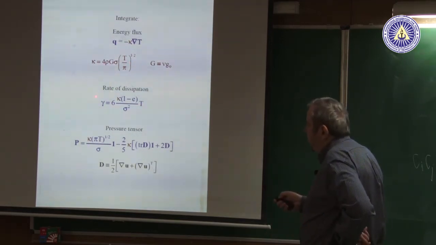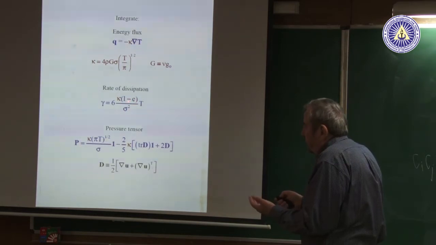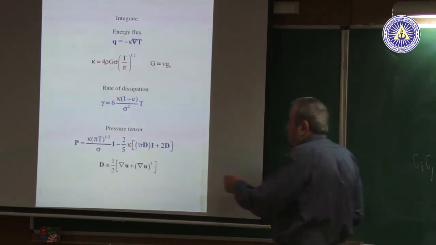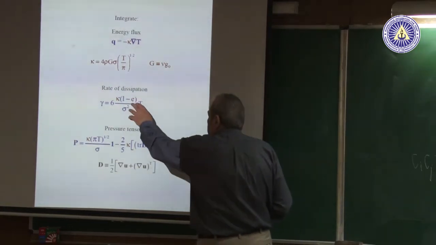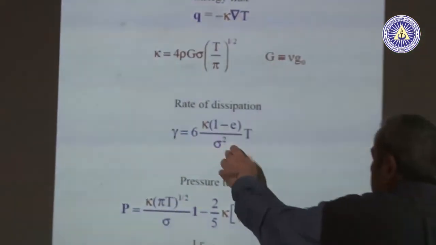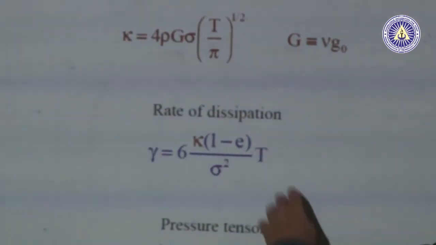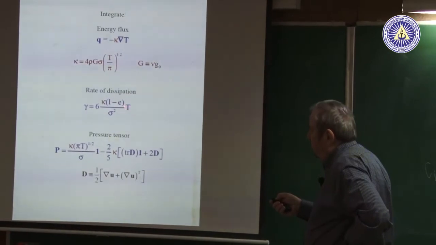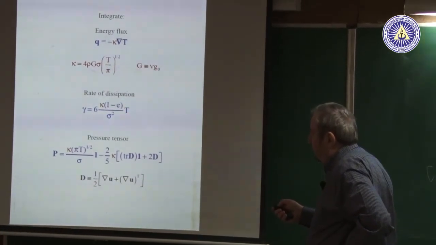The rate of dissipation, similarly, depends upon this function. In addition, as we know it must, it depends upon the coefficient of restitution. The further away the coefficient of restitution is from unity, the greater the rate of dissipation. And also, again, there's an additional functional dependence on the temperature here.